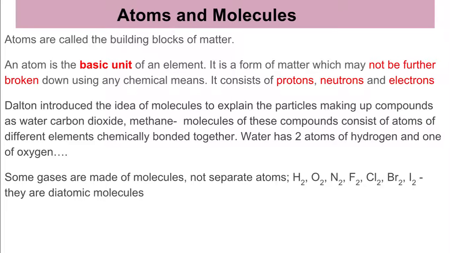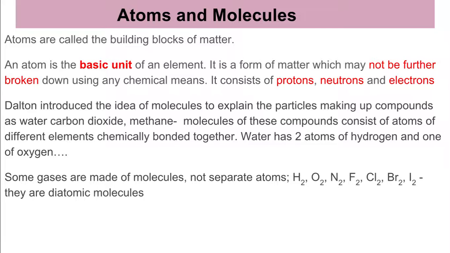If we break down the atom, it's not that element anymore. And it consists of three subparticles: protons, which have a positive charge, neutrons, neutral, and electrons with negative charge. And Dalton introduced the idea of molecules to explain the particles making up compounds. For instance, water was made of two hydrogen and one oxygen, carbon dioxide with one carbon and two oxygen, methane of one carbon and four hydrogens.